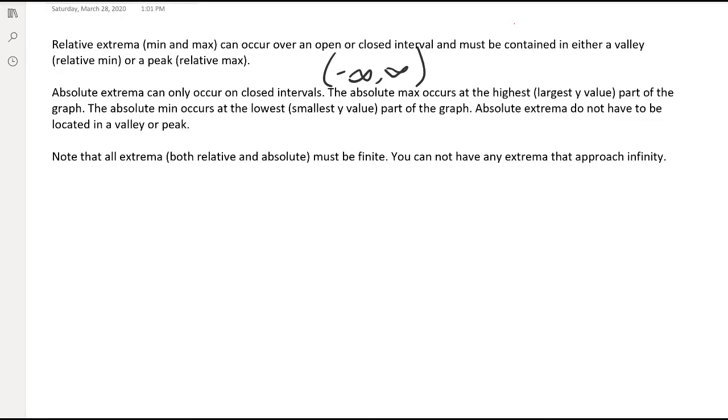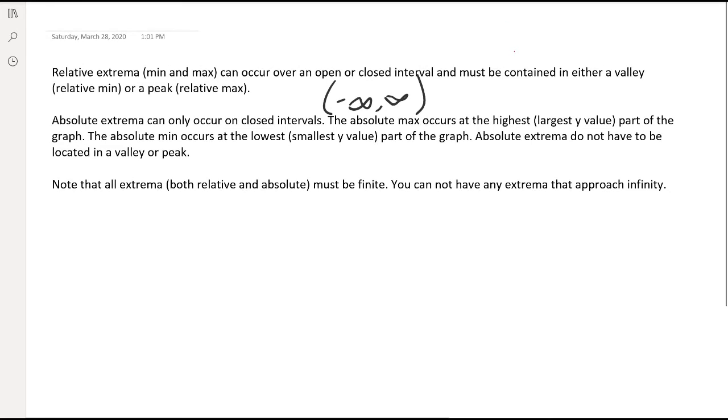All right, let's talk about absolute extrema. So on the other hand, absolute extrema can only occur on closed intervals. So what that means is that we're chopping off our function at specific values. In particular, let's say the closed interval went from, let's say, -2 to 5. This is now a closed interval. Because the interval stops, because we actually get to -2 and 5, we're going to have an absolute min or max. The absolute max occurs at the highest part of the graph, which is the largest y value, and the absolute min occurs at the lowest part.